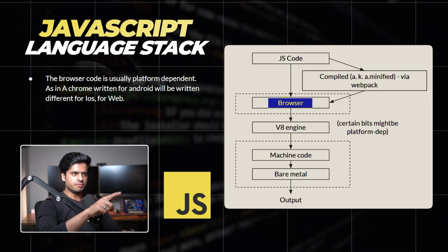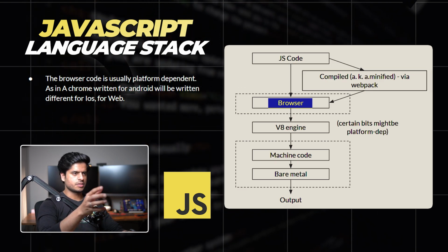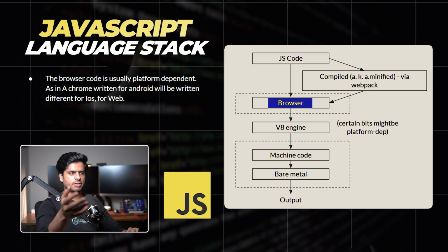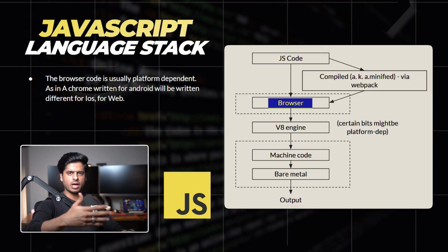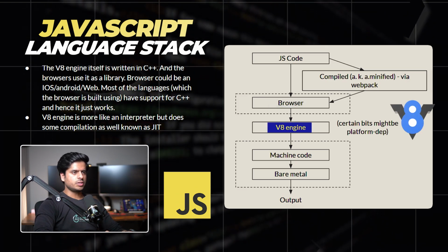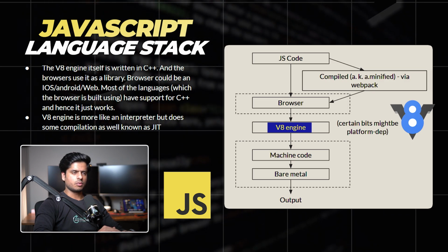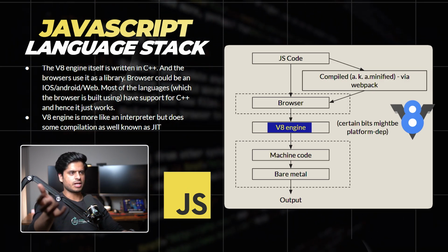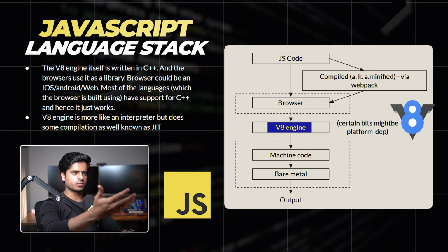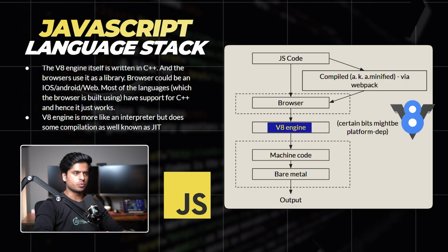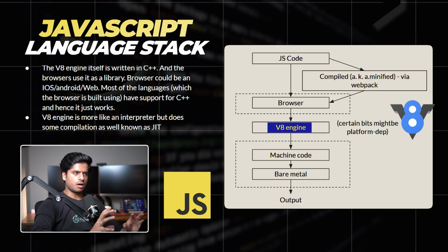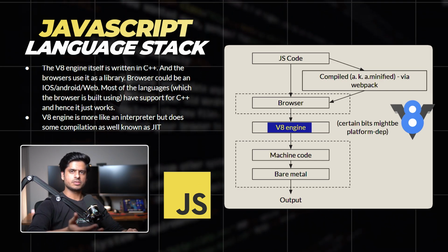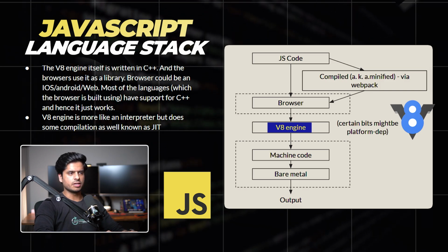Now the browser itself is platform dependent, because if you want to have Chrome on iOS or on Mac, it needs to have a separate version. And then the browser has this thing called the V8 engine. Think of it like a library, just a C++ library which is open source, which is used by the browsers to actually run the JS code. Since most of the browsers are written in languages that support C++, that's how they are able to use the V8 engine as well.